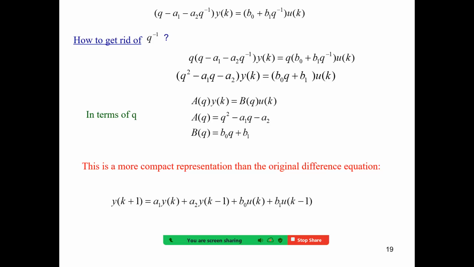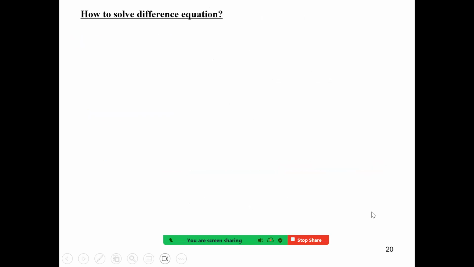You know that in math, the notation is important, such that you will simplify the derivation and also help you to understand. Okay, now it's time to talk about how we're going to solve the difference equation. For example, how we're going to solve this equation? We have a difference equation. Let's say I give you the initial condition of an output, and also I give you the input signal, how we're going to compute the output.